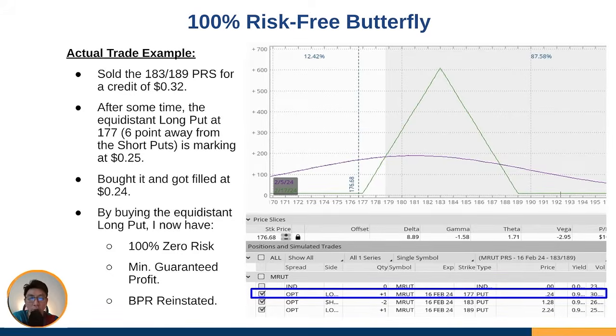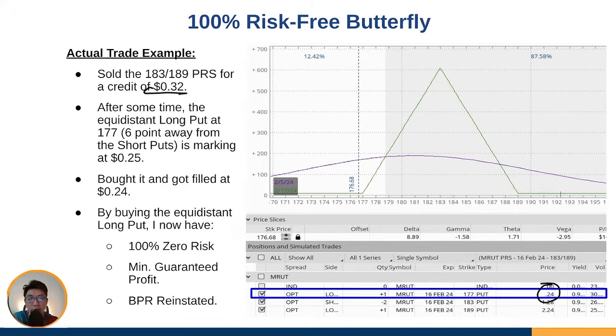So the only thing is that, number one, first of all, you may not actually have the chance to turn it into a 100% risk-free butterfly because it all depends on whether this down here can actually go down to below the credit that you receive upfront, right? So if you receive 32 cents, you need to wait for that equidistant long put to actually drop below 32 cents for you to convert it into a risk-free butterfly.